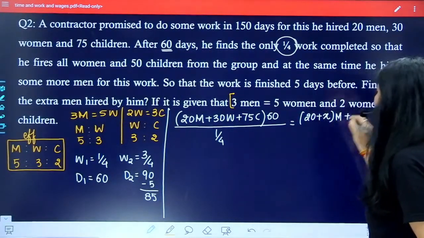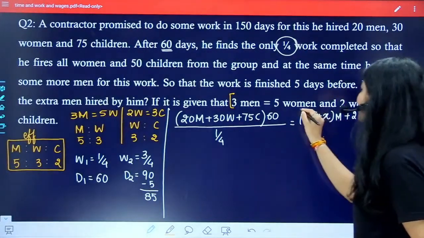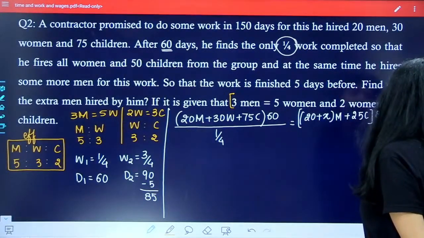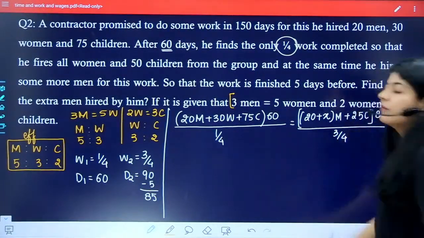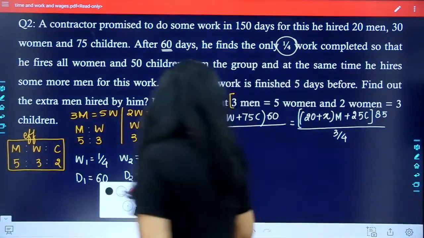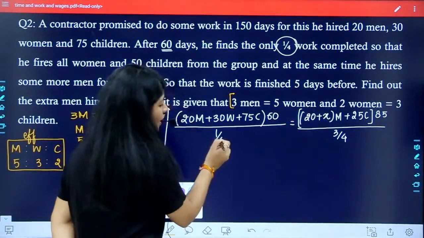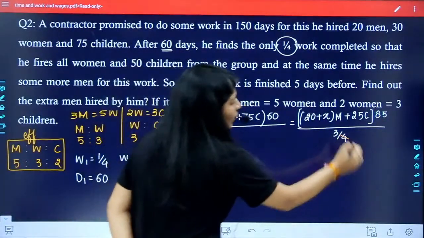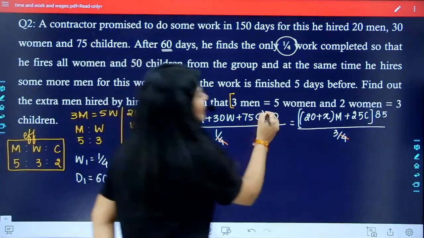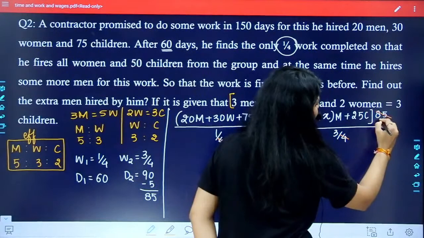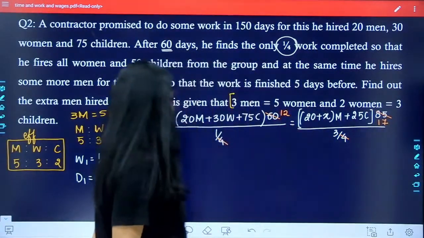Now there are no women, but we have 25 children and they worked for 85 days and will complete 3 by 4th part of the work. Now all we have to do is solve this equation to calculate the value of X. We can easily eliminate this 4 from both the sides, and with the help of 5 we can eliminate 60 and 85. Here I am getting my answer as 17 and here I am getting the value as 12.